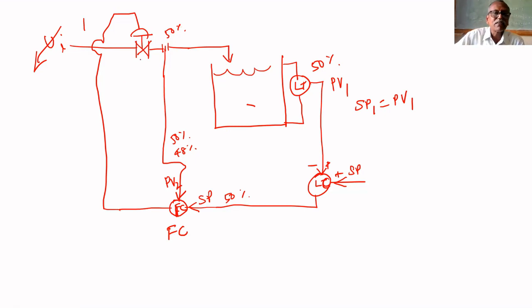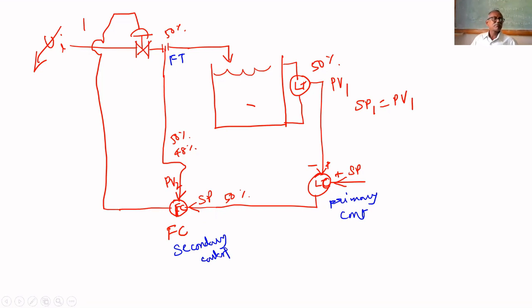This is the flow transmitter, DPT, which gives to the flow controller. This primary controller gives the set point, not the control output, to the secondary controller. This controller is called the secondary controller. It gives set point to the secondary controller.